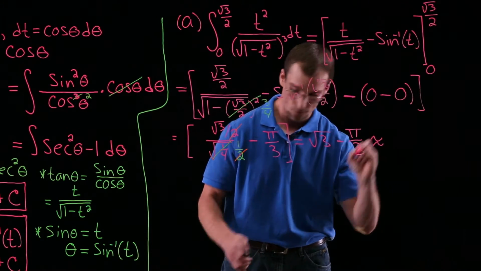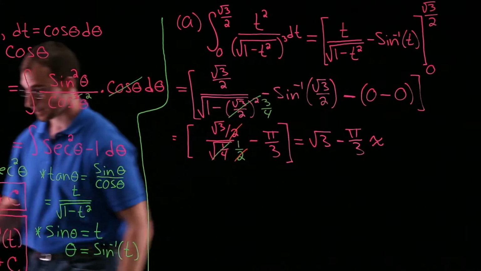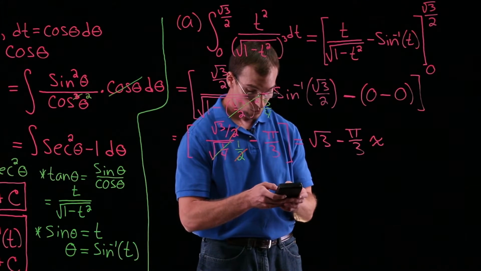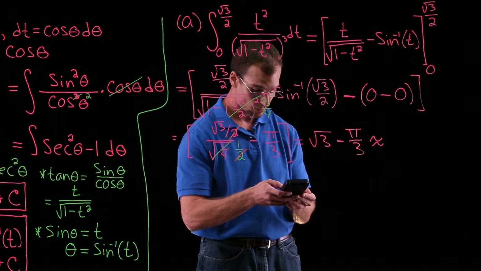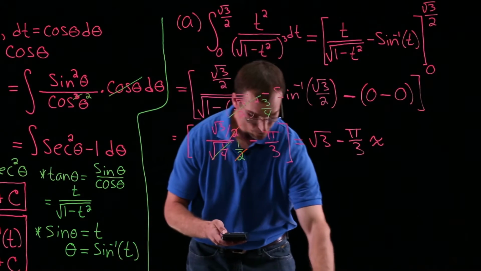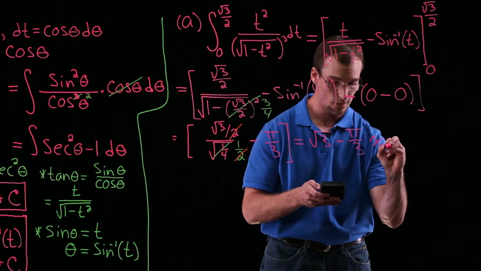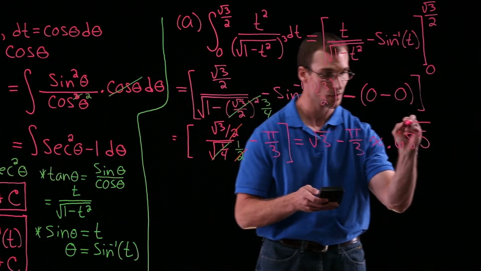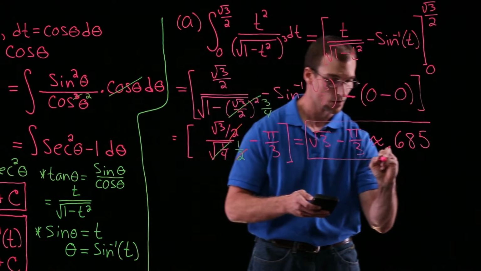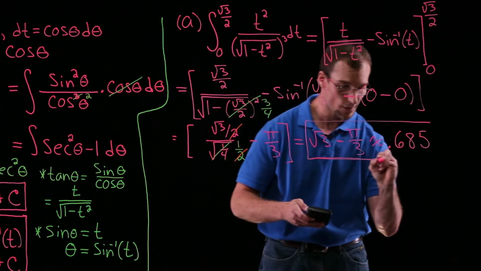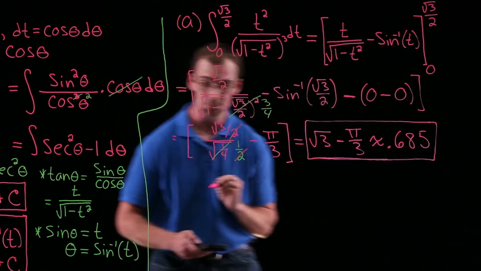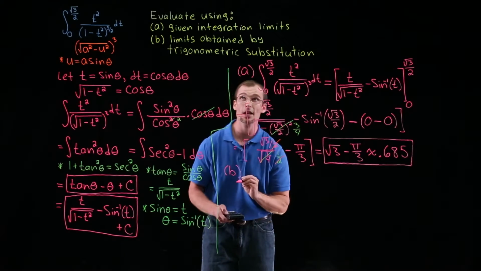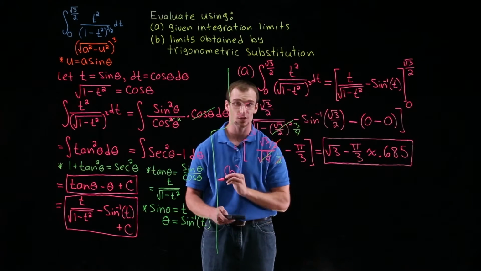As an approximation, we'll use our calculator. Okay, so square root of 3 minus pi over 3 gives us approximately 0.685. So there's our definite integral evaluated at our given integration limits. So now what we're going to do for part B is evaluate the integral at the limits obtained by trigonometric substitution.